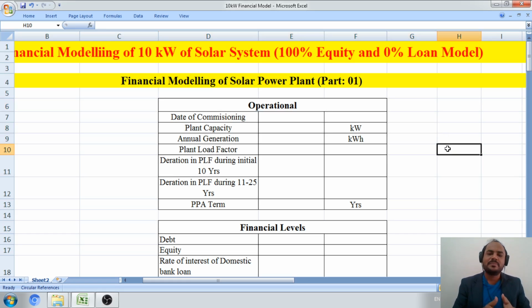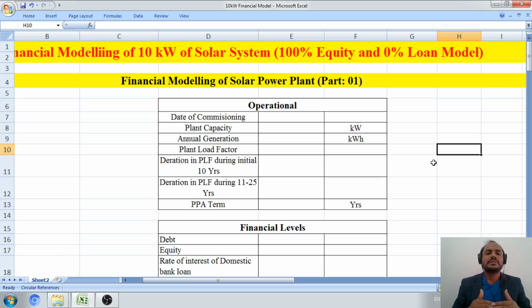Today's lecture is part number 1, and one by one, in the different parts, we're going to complete this whole financial modeling Excel sheet. While formulating this financial modeling, we need to decide what basic parameters we require for its construction, in which we're going to calculate the profit and loss account, and the taxation and taxable income calculation, whichever net tax will be payable under the corporate tax or minimum alternate tax.